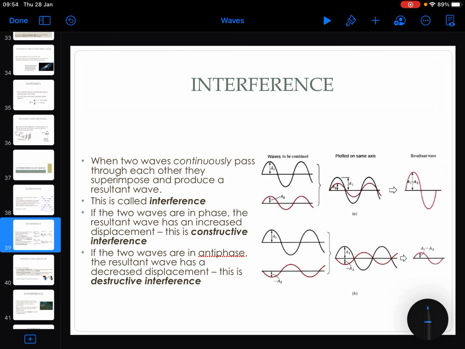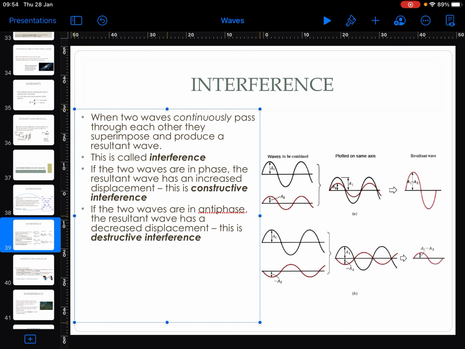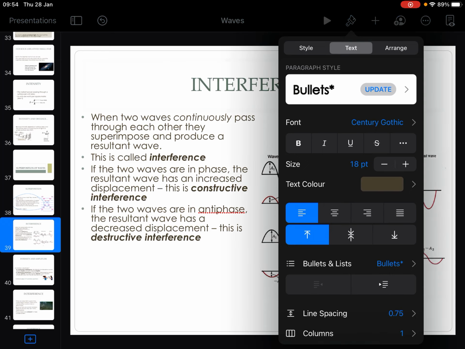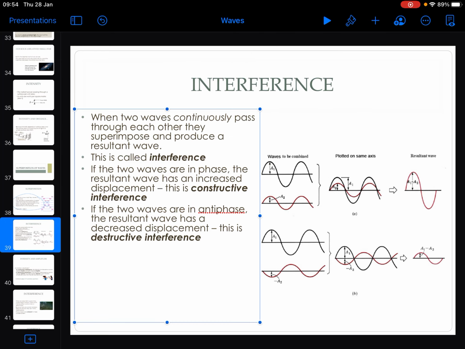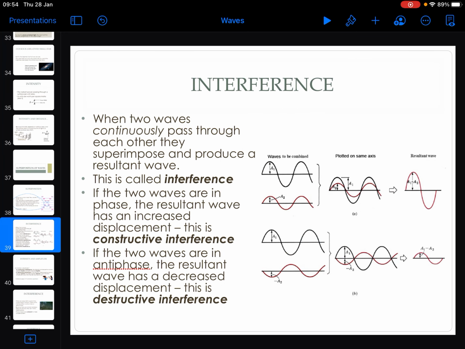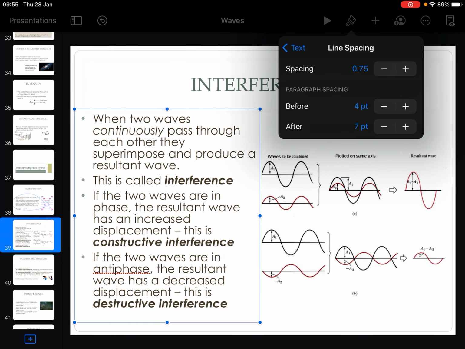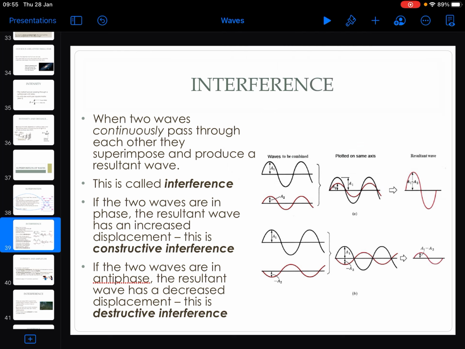So interference, when two waves, should I make this bigger? It's a little small. I feel like it would be nicer if it's bigger. There you go, slightly better. I still don't like it. I know I'm being fussy, I'm sorry. There you go, much better.